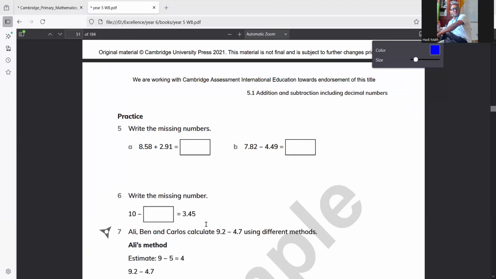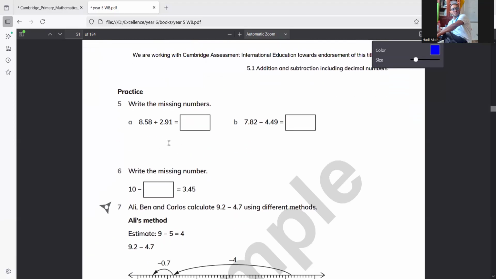Go to question number 5. They say write the missing numbers. The same idea, same understanding, this is adding. Okay, this is 8.58 and then 2.91. This is addition. Go and add normally. 8 plus 1 is equal to 9. Write the 9 down.